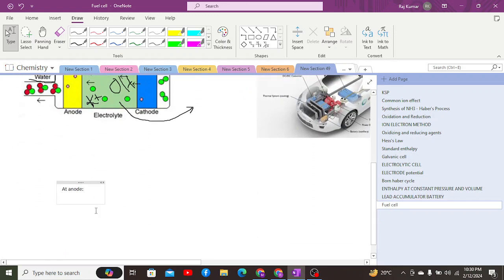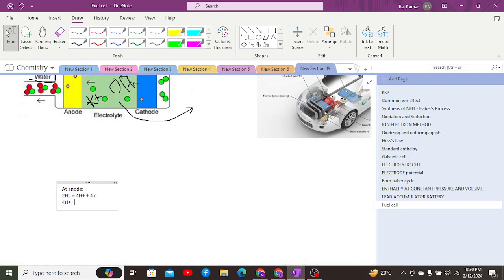And here at the anode, the reaction occurring would be in such a manner that we have hydrogen. Two hydrogen molecules would be converted into four protons, and as a result of these four protons being formed, there will be a release of four electrons, right? And on the other hand, what will these four protons actually do?